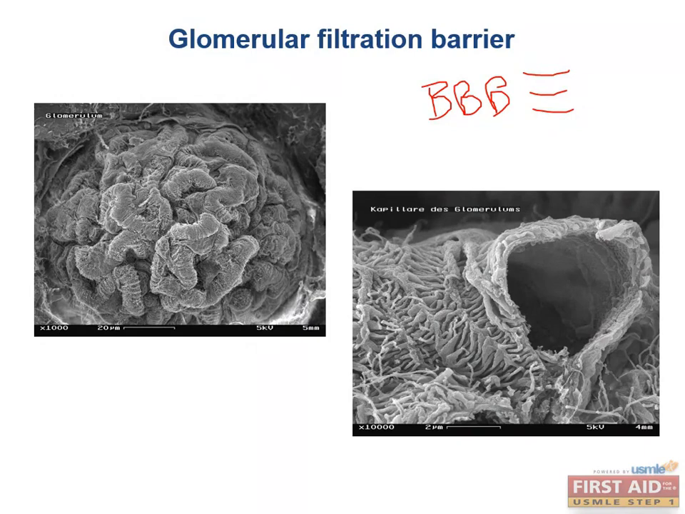It has a fenestrated capillary endothelium on the inside. There's an endothelium, and that acts as a size barrier. Then it has a fused basement membrane that acts as a charge barrier because it has heparan sulfate in it, which repels negatively charged molecules. And instead of astrocytes for the third barrier, it uses podocytes that you can see here on the outside. The podocytes are the third barrier.